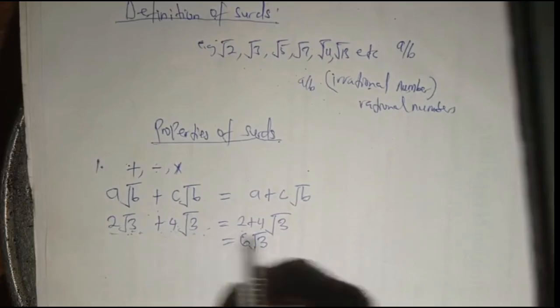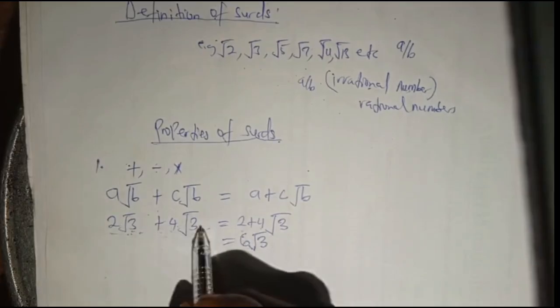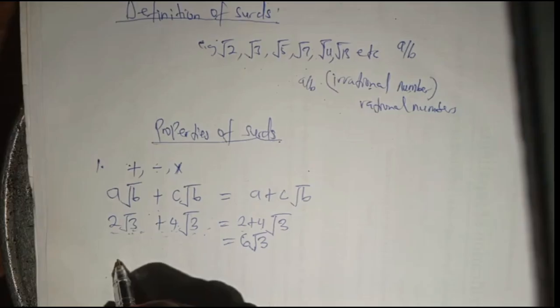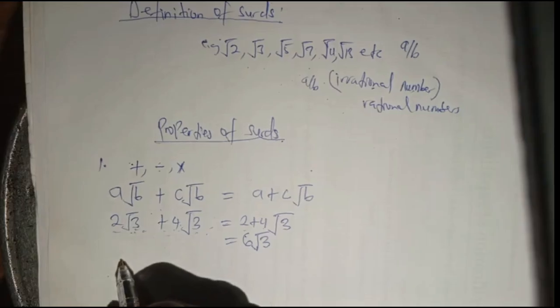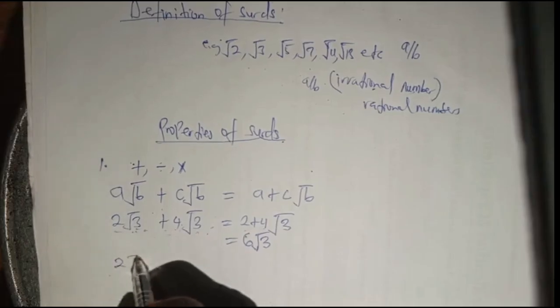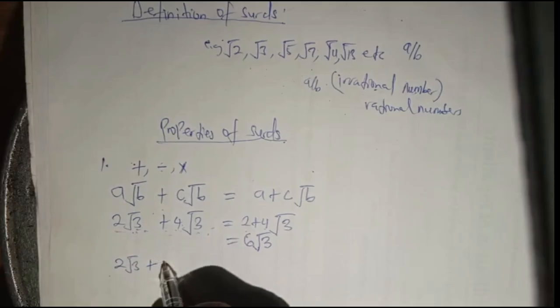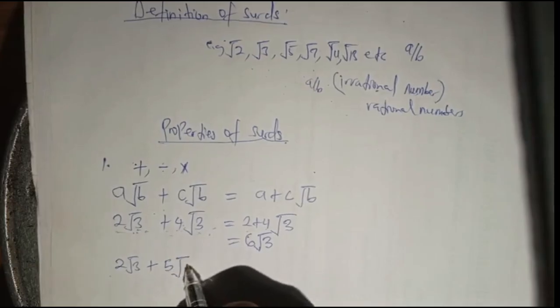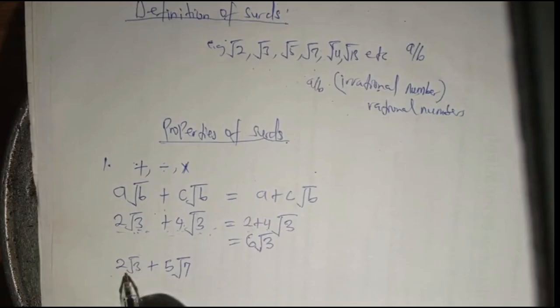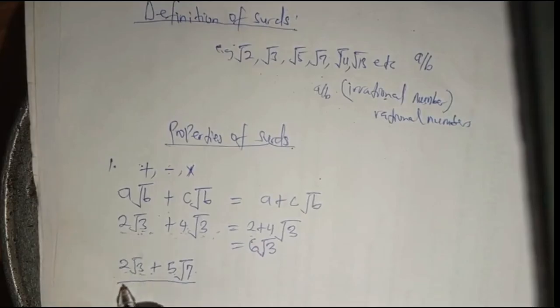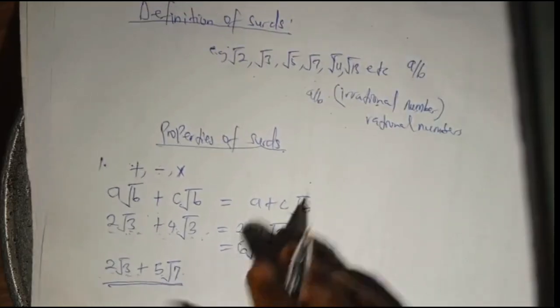However, if the roots are not similar or are not the same, in this circumstance, we don't add or subtract the surds. For example, 2 root 3 plus 5 root 7. The roots are not similar, so we're going to leave them like that.